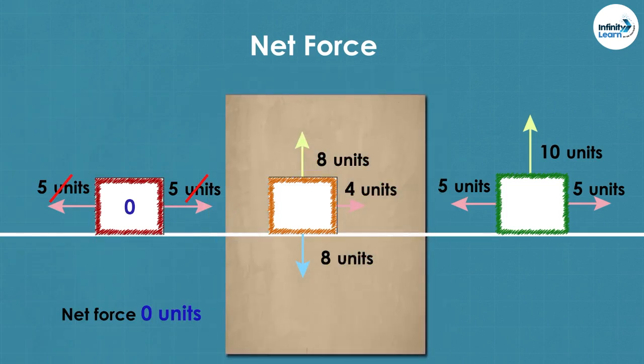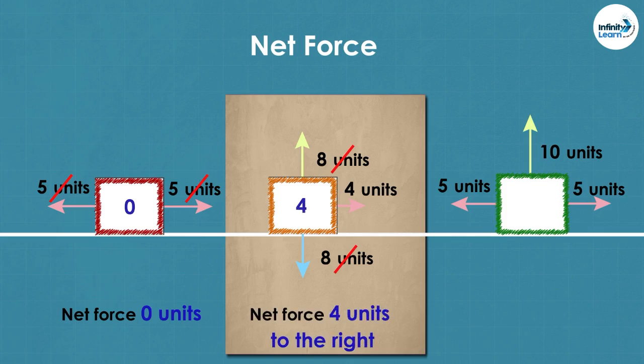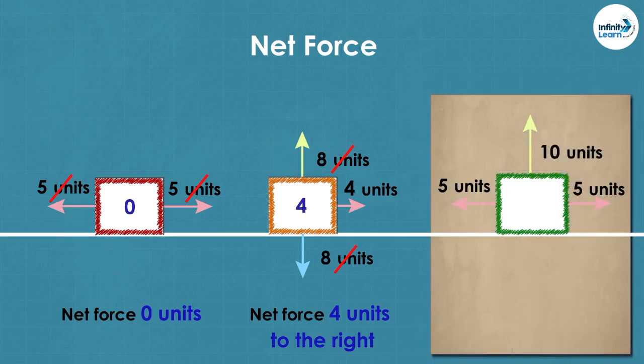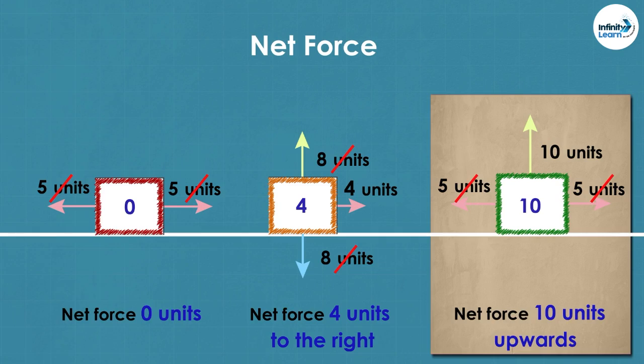Here the upward and the downward forces cancel each other out, but there's still this one force acting towards the right. Here the net force will be 4 units to the right. Why don't you try finding the net force in the third case? Well, the leftward and rightward forces cancel each other out and the net force will be 10 units upwards.